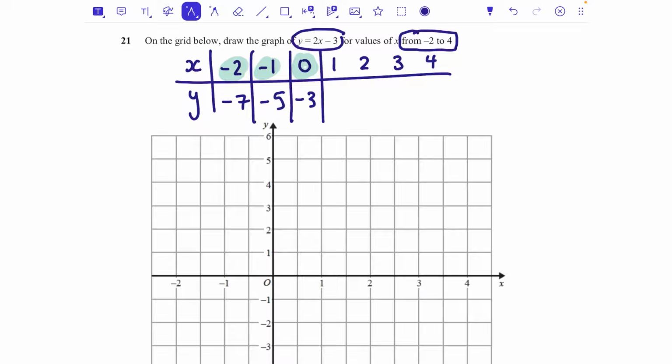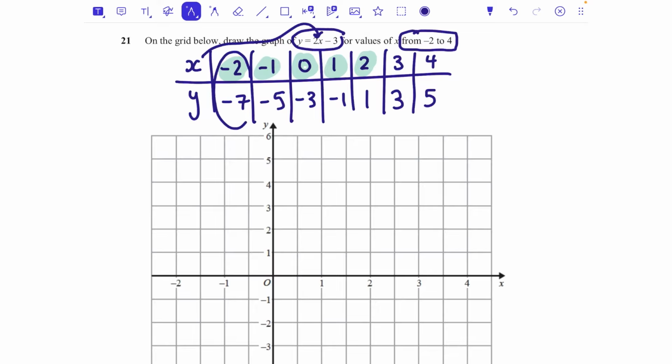2 lots of 1 is 2. Take away 3 is minus 1. 2 lots of 2 is 4. Take away 3 is 1. 2 lots of 3 is 6. Take away 3 is 3. And 2 lots of 4 is 8, take away 3 is 5. So we're just substituting each of those x values into that equation, timesing it by 2, taking away 3 to find out what y is.